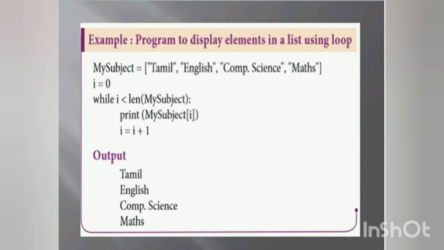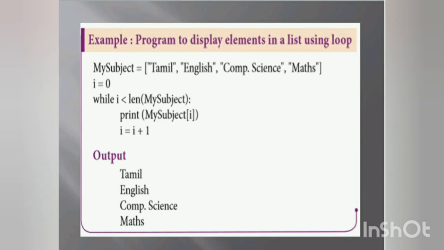Then the print statement will execute, that is print of mysubject of i. What is in i now? 0. So mysubject of 0. What is in the 0th position of mysubject? Tamil. So Tamil will get printed. Then the i value will increment by 1. Now the i value changes from 0 to 0 plus 1, that is 1. Okay, now the i value is 1.